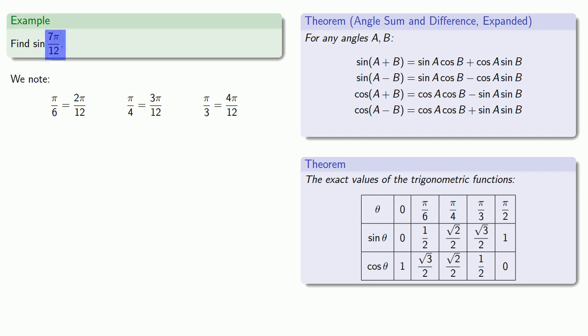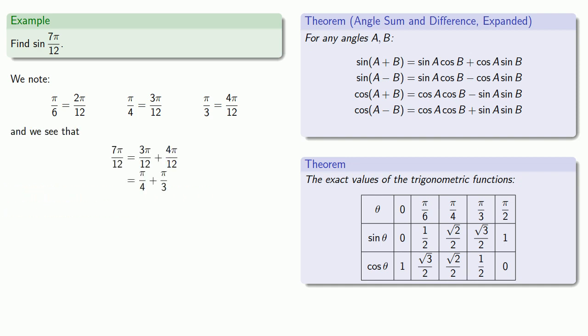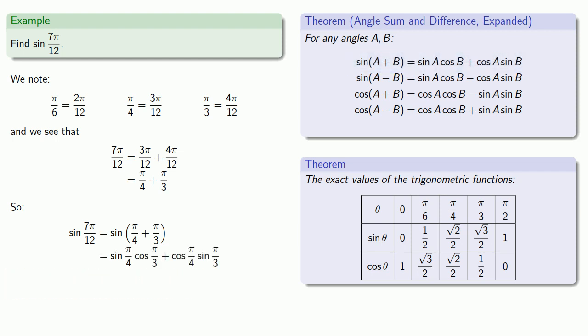Now we want to get 7 pi twelfths as the sum or difference of these values whose sine and cosine we know. And so one way we can get that is to write 7 pi twelfths as pi over 4 plus pi over 3. So the sine of 7 pi over 12 is the same as sine of pi over 4 plus pi over 3. And the sine of a sum is the sine times the cosine plus the cosine times the sine. So we can rewrite our expression, substitute in the sine and cosine values, and get our value.